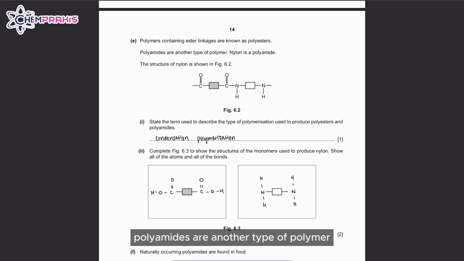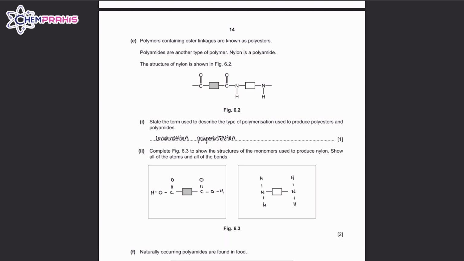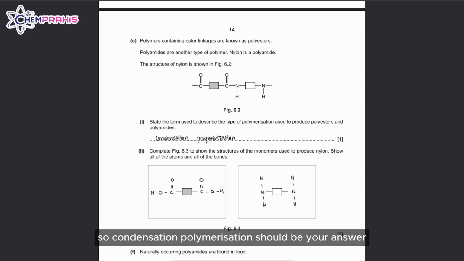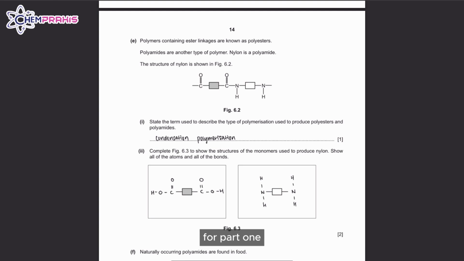Polyamides are another type of polymer, and nylon is a polyamide. State the term used to describe the type of polymerization used to produce polyesters and polyamides. The type of polymerization used to produce polyesters and polyamides would be condensation polymerization. So condensation polymerization should be your answer for part 1.